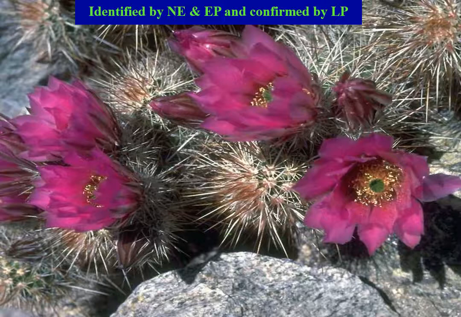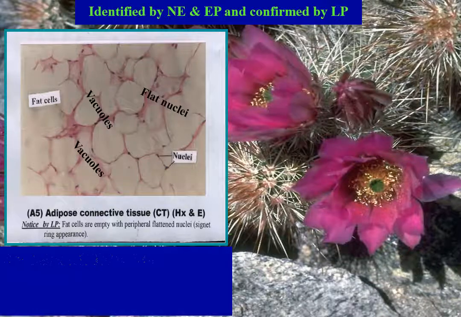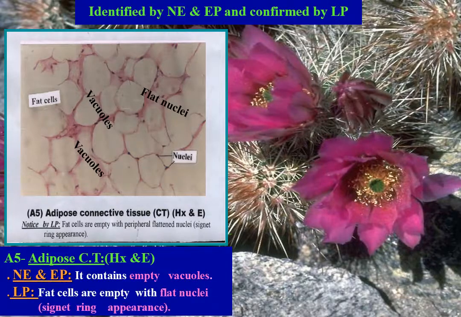By naked eye and eyepiece, adipose connective tissue stained with hematoxylin and eosin contains empty vacuoles, representing dissolved fat globules. By low power, fat cells are empty with flat nuclei, giving the appearance of signet ring.